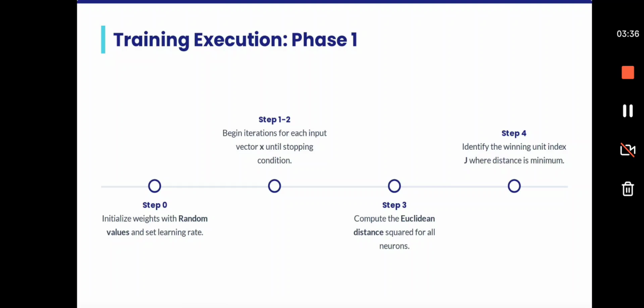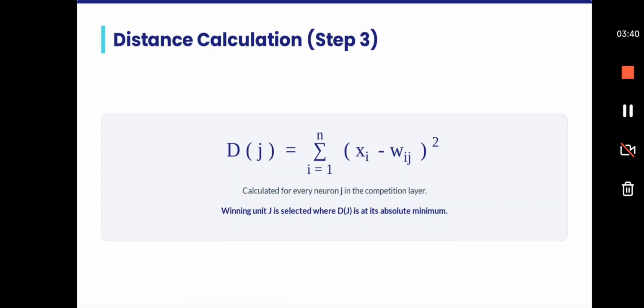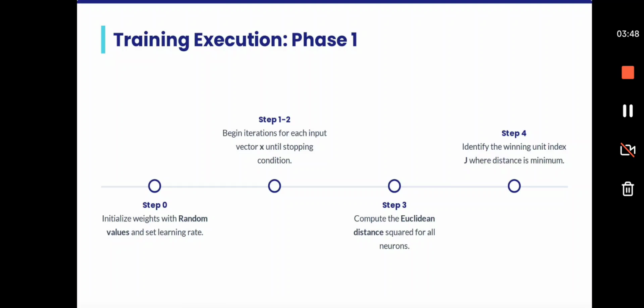Step 3 calculates the Euclidean distance for all neurons. Step 4 identifies the winning neuron with minimum distance. The neuron weights are continuously updated and adjusted over time.